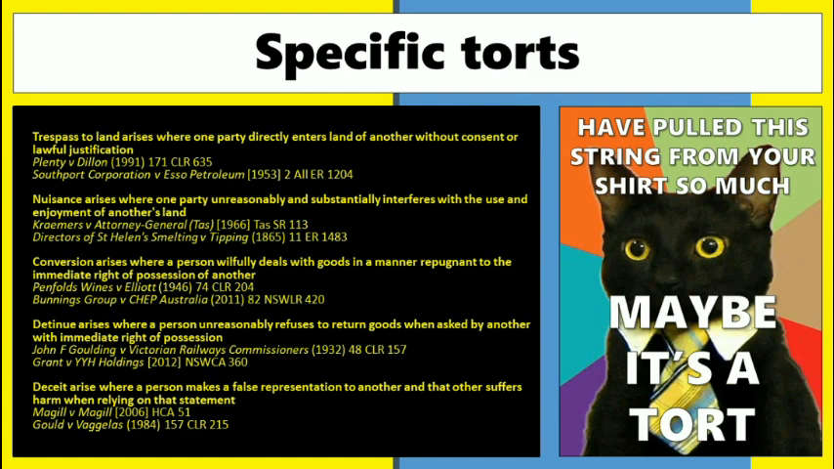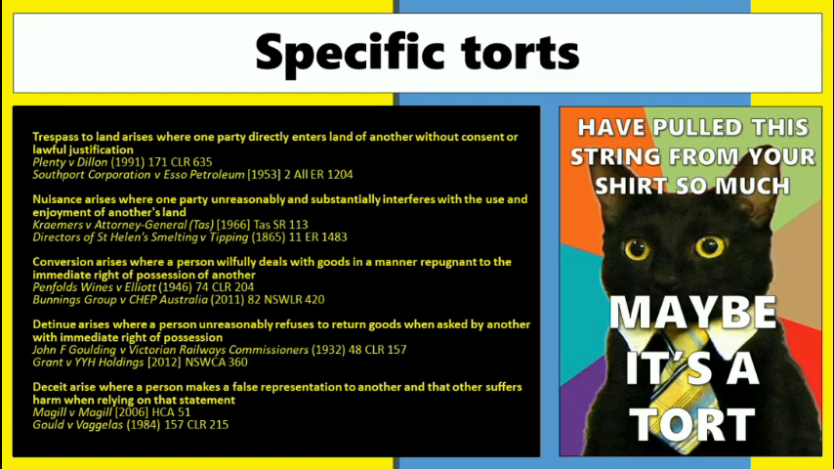Now, the next two areas, conversion and detinue, fall again broadly under the umbrella of trespass, but they're to do with goods. Now, conversion is a situation where somebody has done something willfully. Sometimes that can be because they've intended to, but other times they're not aware of the underlying legal rights and where things sit. And the phrase we use is dealt with the goods in a manner repugnant to the immediate right of the person who can claim possession of those goods.